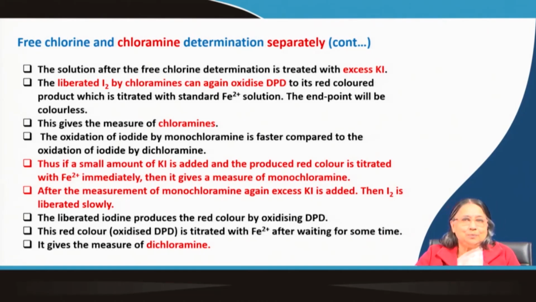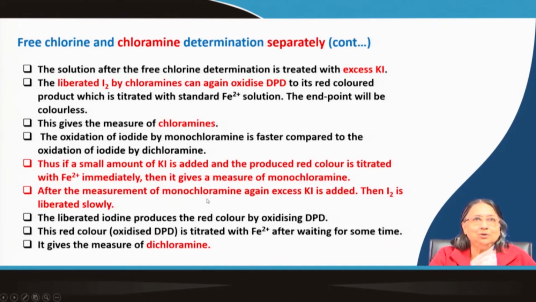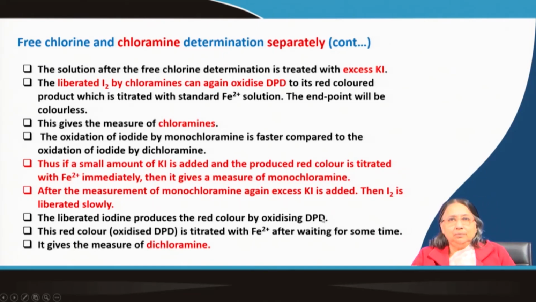This is kinetics. Monochloramine and dichloramine react with different kinetics. After the measurement of monochloramine, again add excess KI, then iodine is liberated slowly. The liberated iodine produces the red color by oxidizing DPD. Same method, but here it is slowly produced, by dichloramine.